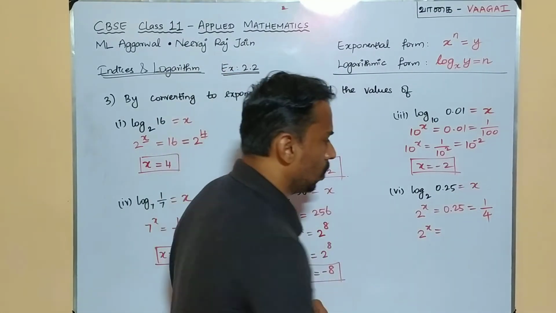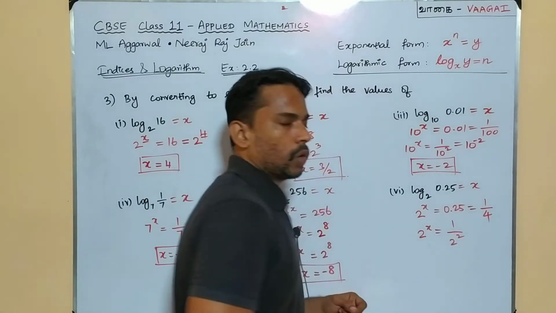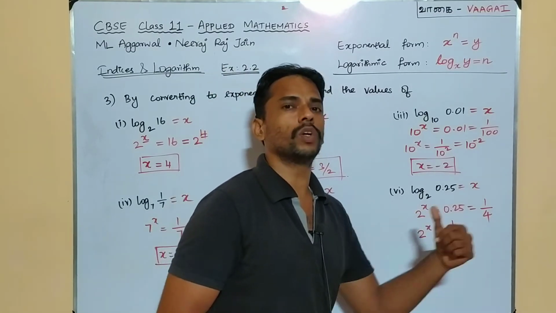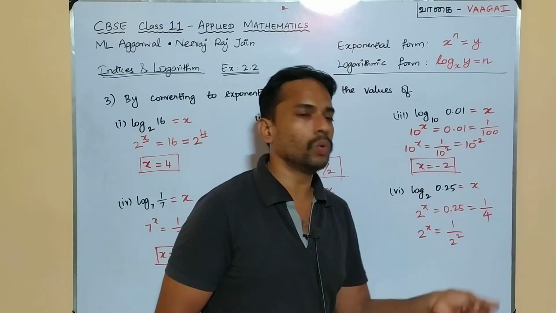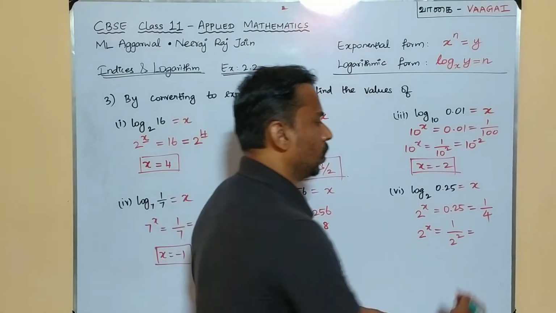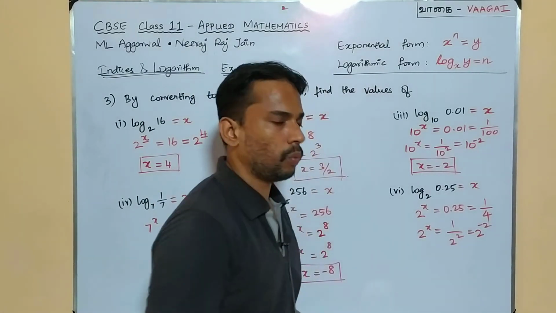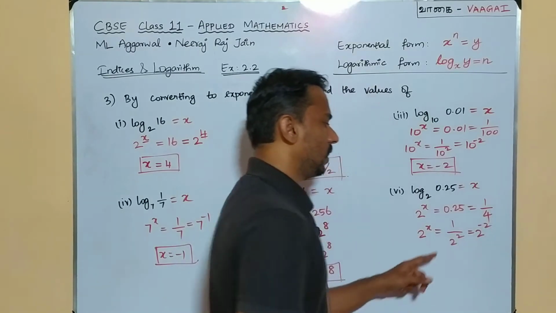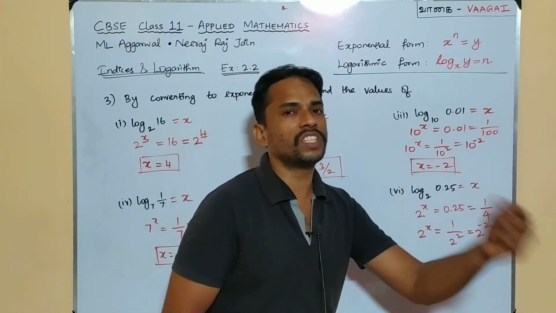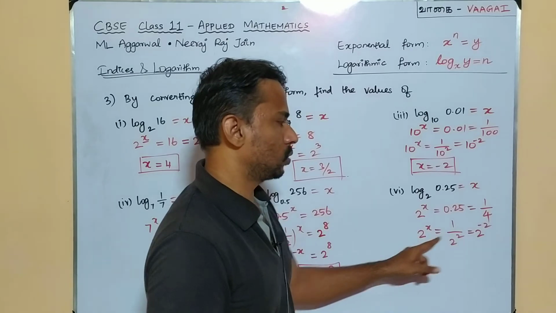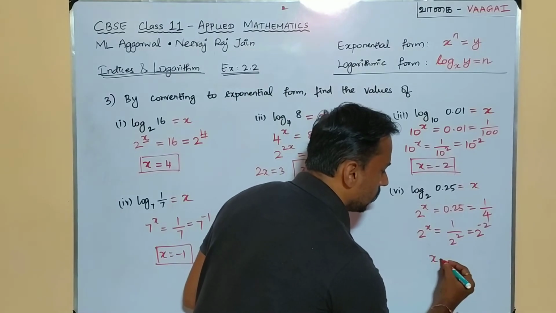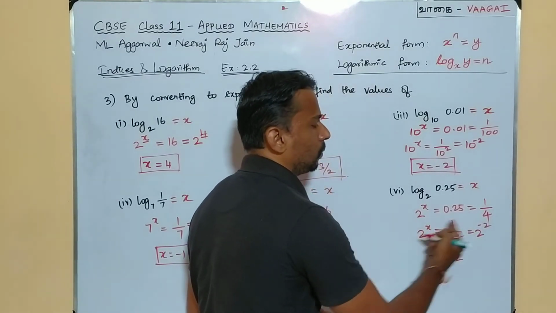So 1 by 4 can be written as what? 1 by 4 is 1 by 2 square. I hope you can understand why I am writing like this: on the left hand side we have 2 to the power x, so the right side also we should rewrite as a power of 2. Again this 1 by 2 square can be rewritten as 2 to the power minus 2. Why? Because we have 2 to the power 2 in the denominator. When we take the reciprocal, the 2 comes to the numerator and the power changes its sign. So finally we get 2 power x is equal to 2 power minus 2, and thus x is equal to minus 2. That is, we are comparing, equating the powers.